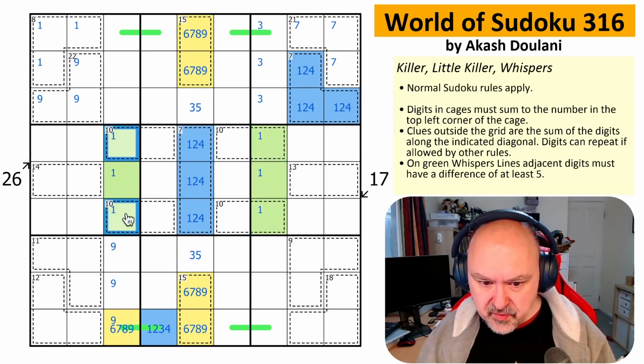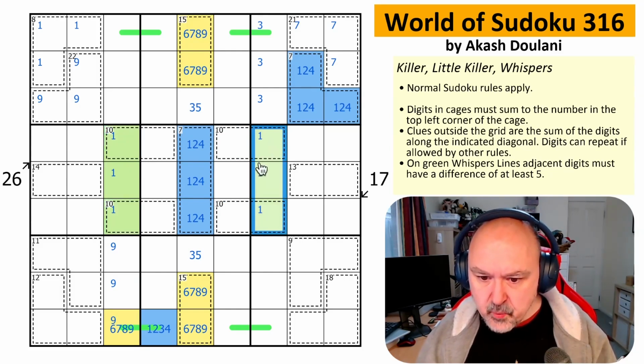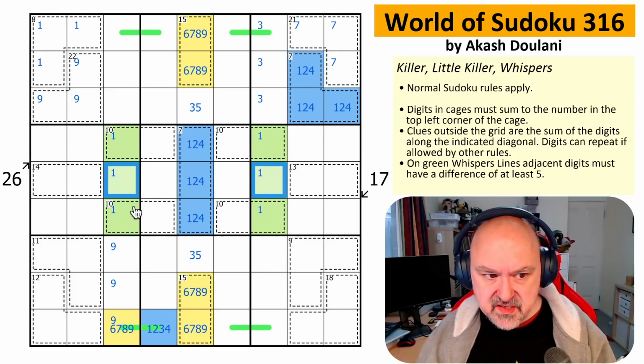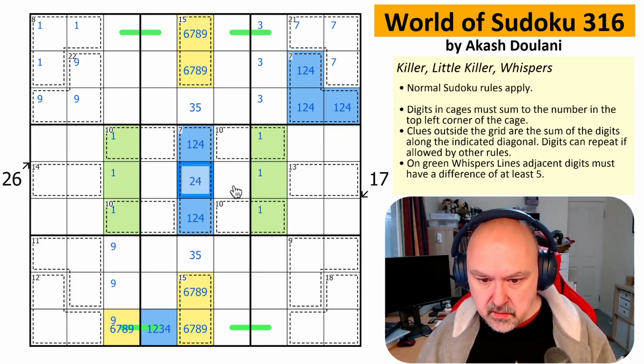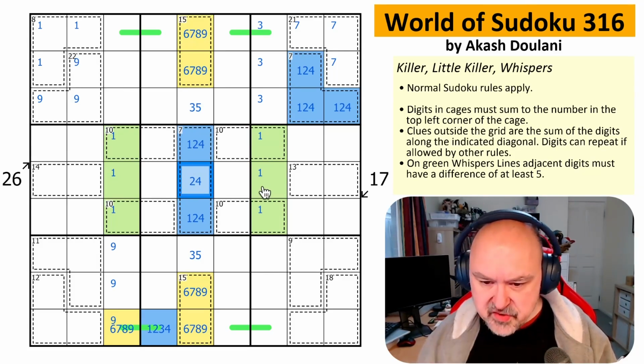So I cannot duplicate in these cells. I just can't do it. So this would be... But one of these has to be 1. So one of those two has to be a 1. Which means that's not a 1. But I think I can do better than this.